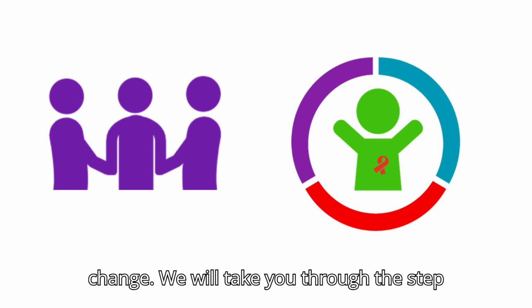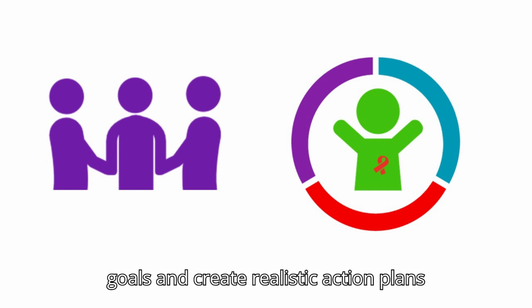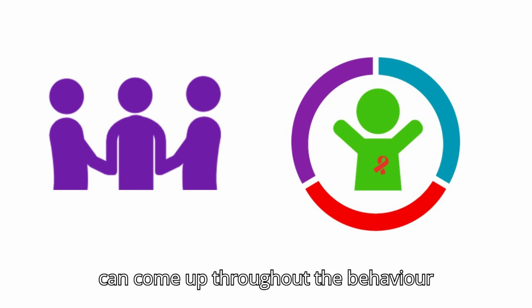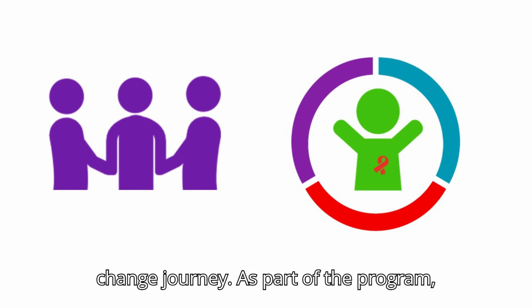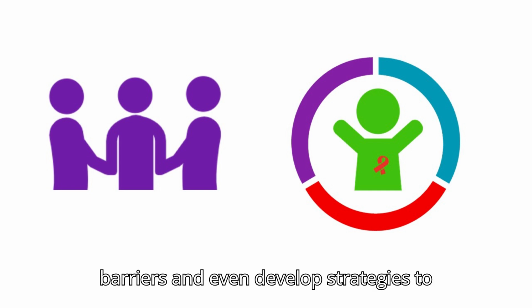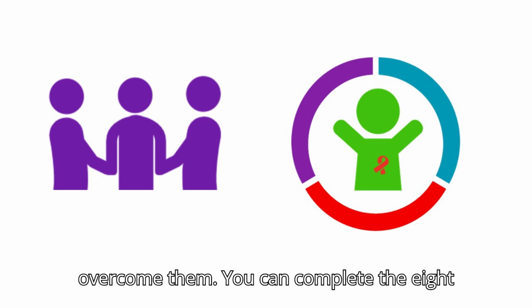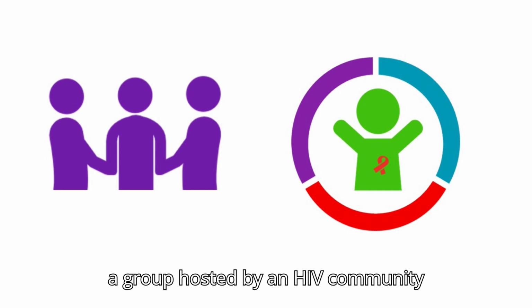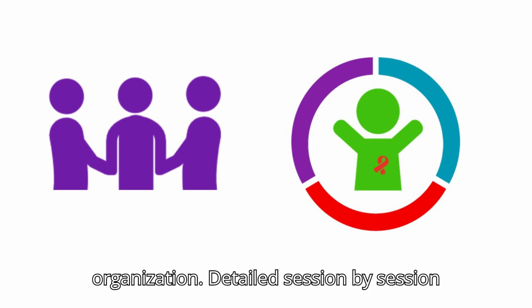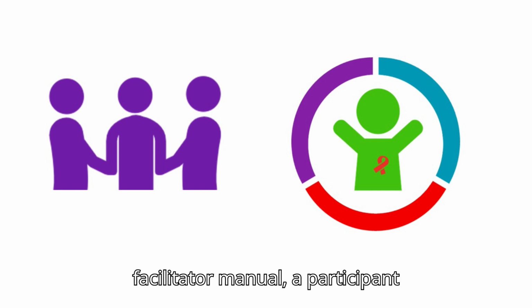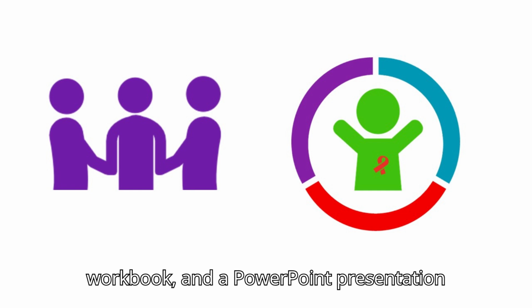We will take you through the step-by-step process on how to set personal goals and create realistic action plans for an area from your health profile. And we know unexpected barriers or obstacles can come up throughout the behavior change journey. As part of the program, you will be able to identify personal barriers and even develop strategies to overcome them. You can complete the 8-week program with a friend or as part of a group hosted by an HIV community organization. Detailed session-by-session instructions are available, including a facilitator manual, a participant workbook, and a PowerPoint presentation to guide the sessions.